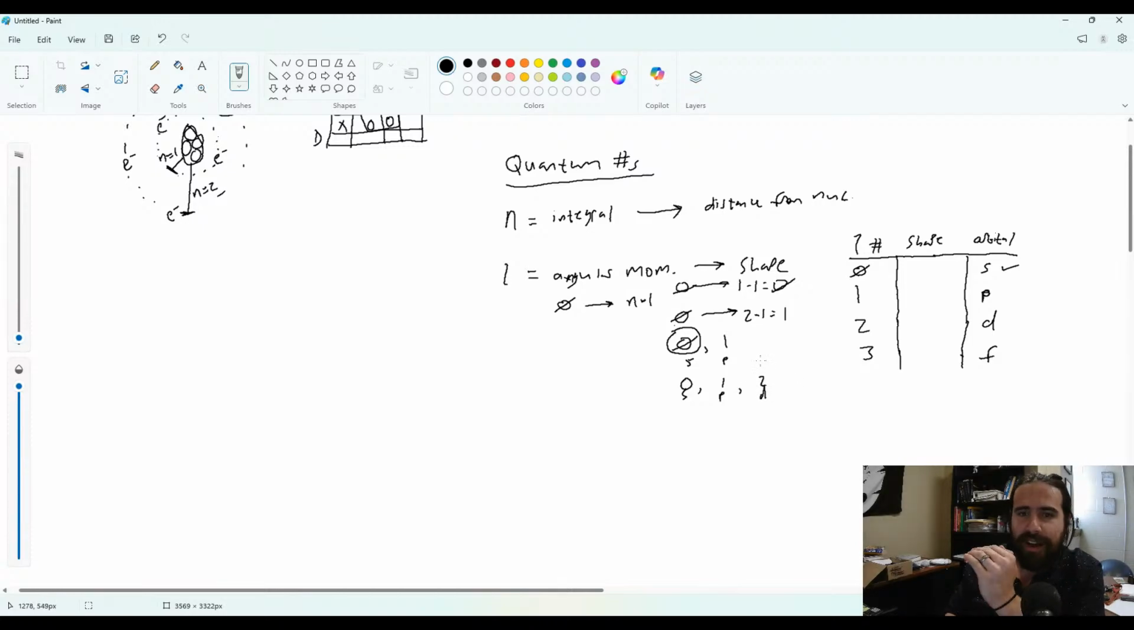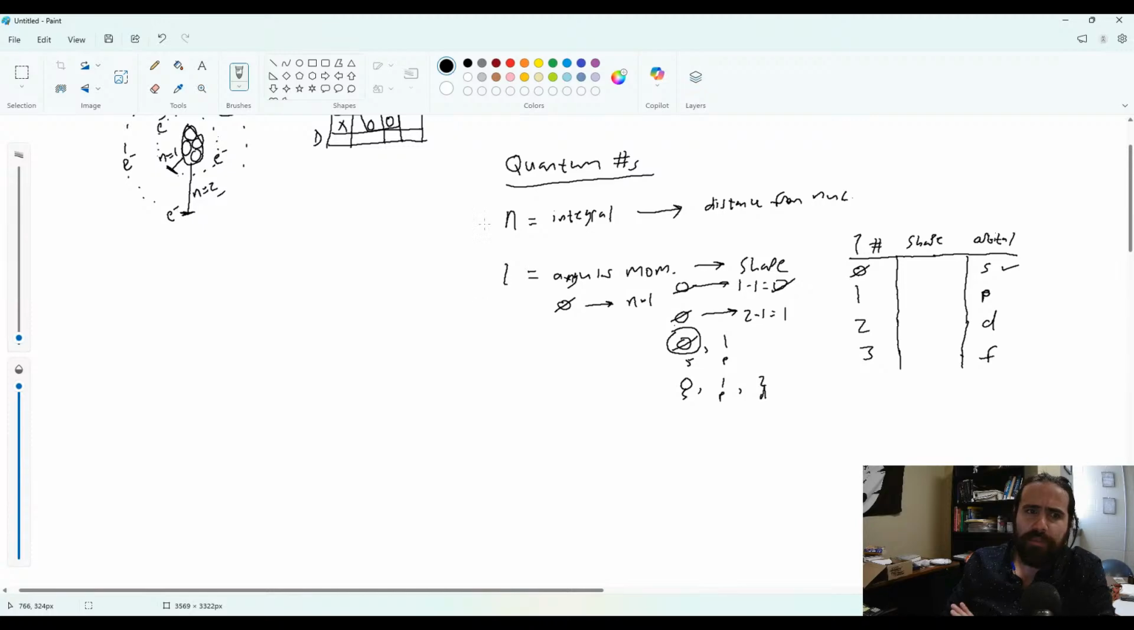So as the n value increases, you start to unlock different L values. And as you unlock different L values, that means you have access to different orbitals. Okay, so that's what the L is representing. Depending on the type of L value you have, that tells you what the shape we're working with. Okay, so that's the L value.